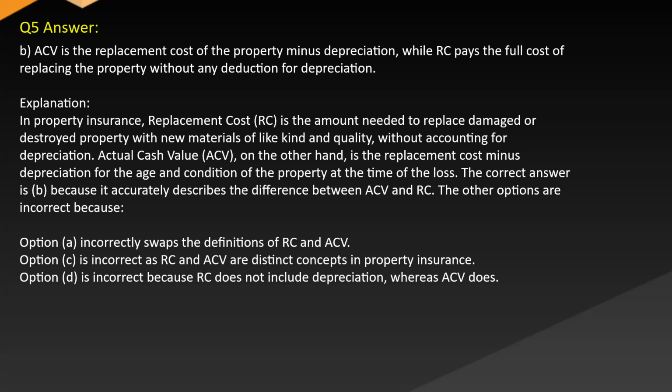Explanation: In property insurance, replacement cost, RC, is the amount needed to replace damaged or destroyed property with new materials of like kind and quality, without accounting for depreciation. Actual cash value, ACV, on the other hand, is the replacement cost minus depreciation for the age and condition of the property at the time of the loss. The correct answer is B because it accurately describes the difference between ACV and RC.